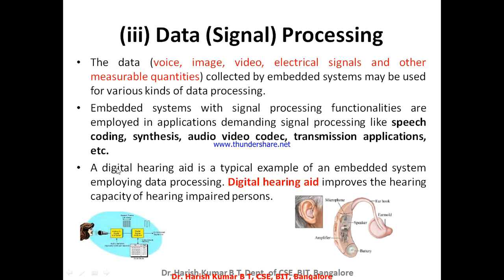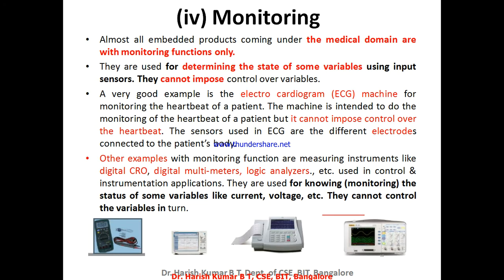Similarly, the digital hearing aid is the best example of an embedded system which involves data processing. Here, what the digital hearing aid does is improve the hearing capacity of the hearing impaired person. It enhances the strength of the speech, making the person who is really hearing impaired get clarity in the speech. So this is data processing, or enhancing the data.